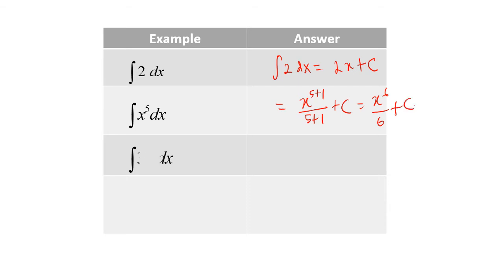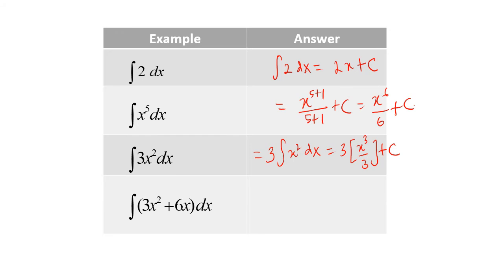Next, the integration of 3x squared dx. First we have to factorize 3, the integral of x squared dx. It is equal to 3 times, okay, x squared here, we have to integrate the power of 2, so it will be x to the power of 2 plus 1, which is 3, over 3 plus c.